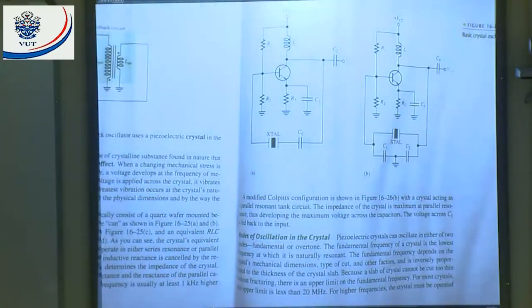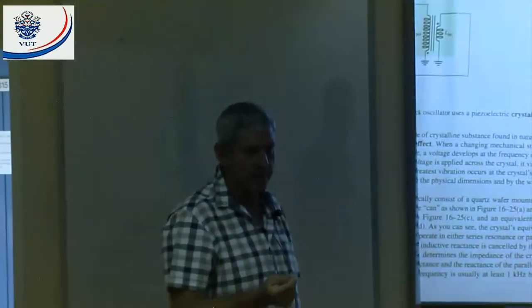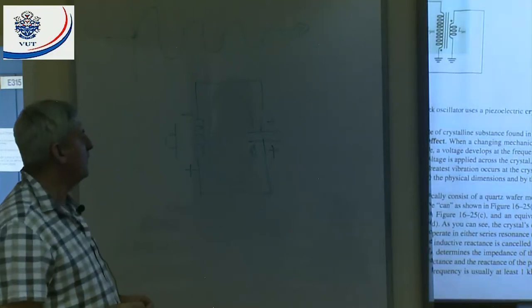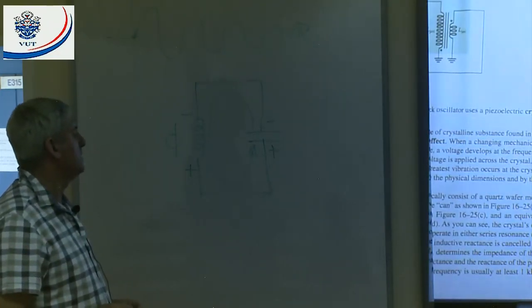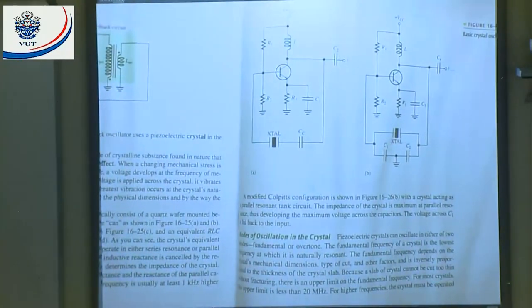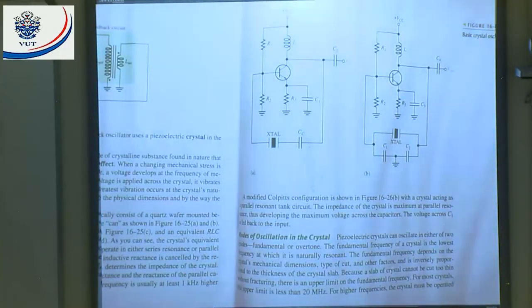They say piezoelectric crystals can oscillate in either of two modes, fundamental or overtone. The fundamental frequency will be basically, if you buy a crystal and they say it's a 1 megahertz crystal, that'll be the fundamental frequency, all right? The fundamental frequency of a crystal is the lowest frequency at which it's naturally resonant. The fundamental frequency depends on the crystal's mechanical dimensions, type of cut, and other factors, and is inversely proportional to the thickness of the crystal slab. Because a slab of crystal cannot be cut too thin without fracturing, there is an upper limit on the fundamental frequency. For most crystals, the upper limit is less than 20 megahertz.